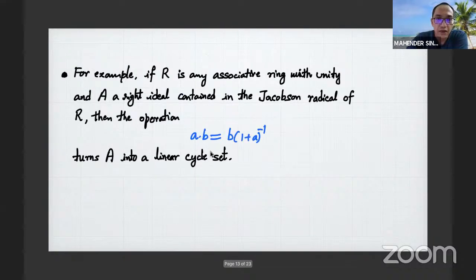And a richer class of examples comes from ring theory. So if you have an associative ring with unity and a right ideal contained in the Jacobson radical. So recall the Jacobson radical is simply the intersection of maximal ideals for commutative rings, and it can be defined more generally. And if you have an ideal contained in this Jacobson radical, then by setting this cycle set operation A dot B as B into (unity plus A) whole inverse, one can really turn this ideal into a linear cycle set. So that's how there is a deep connection with ring theory.